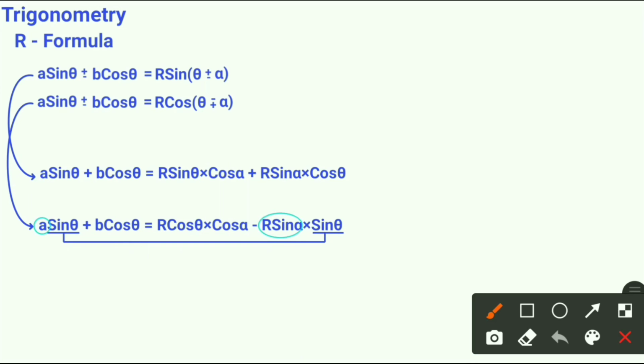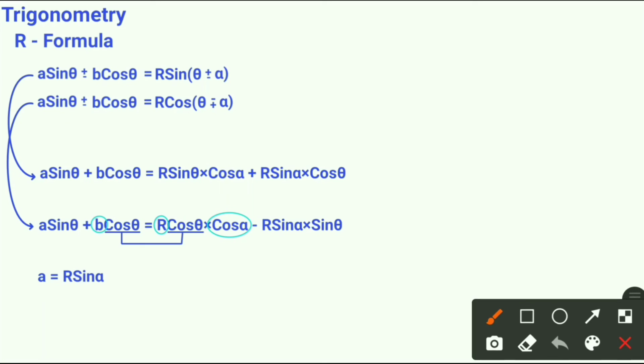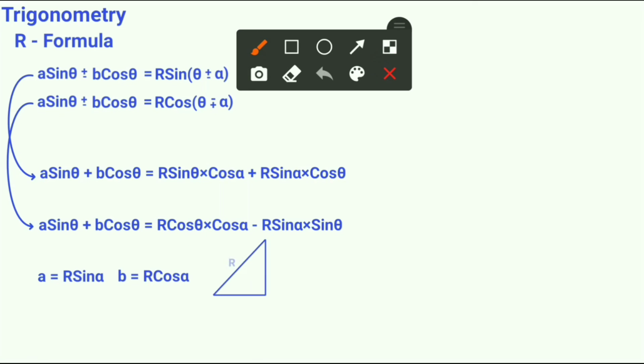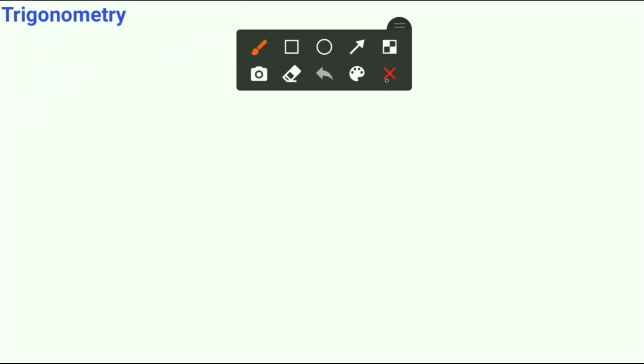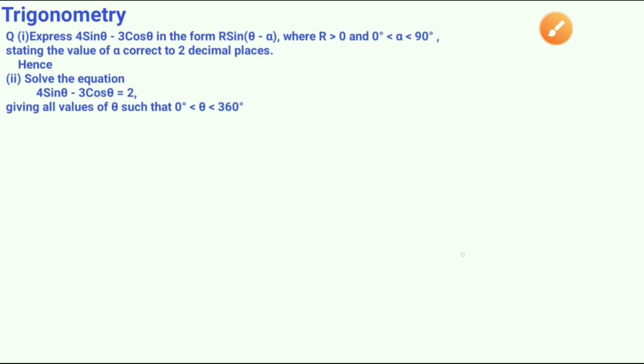Okay, now we try to make a comparison. Okay, this is how it is. Now we have this question: express 4 sin theta minus 3 cos theta in this form, where R is this, and giving the value of the base angle to 2 decimal places. Hence solve the equation giving all values of theta such that this.